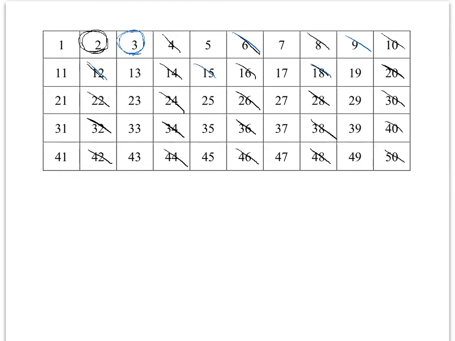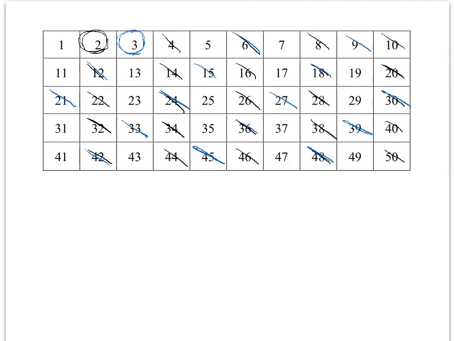And 18, 21, 24, 27, 30, 33, 36, 39 is a multiple of 3, 42, 45 is a multiple of 3, and 48. And that's all the multiples of 3.